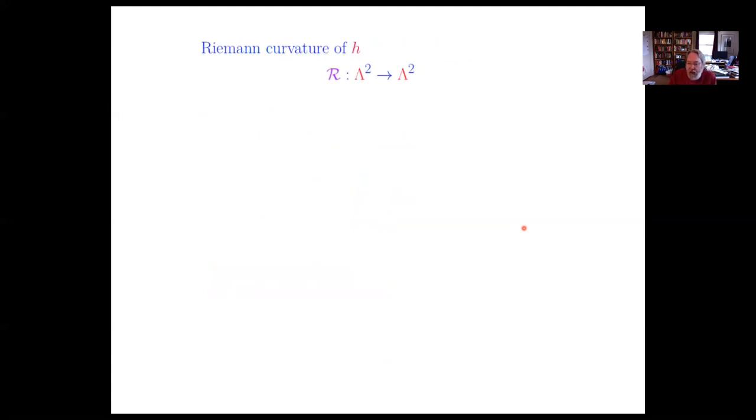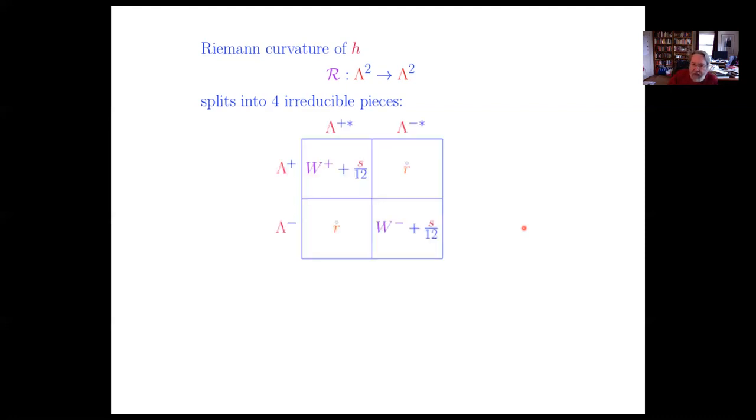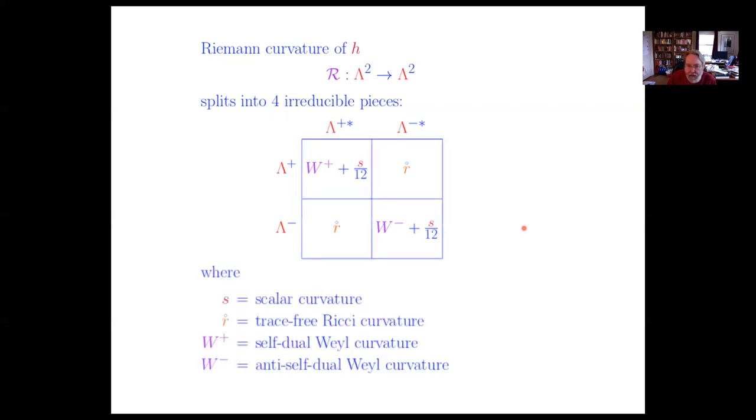This decomposition of the 2-forms also allows you to decompose the curvature tensor of a 4-manifold into pieces, because one way of thinking about the curvature tensor is as a map from 2-forms to 2-forms. It happens to be self-adjoint. This then splits into 4 irreducible pieces, because you have a piece that maps self-dual 2-forms to themselves, and a piece that maps anti-self-dual 2-forms to themselves, and so forth.